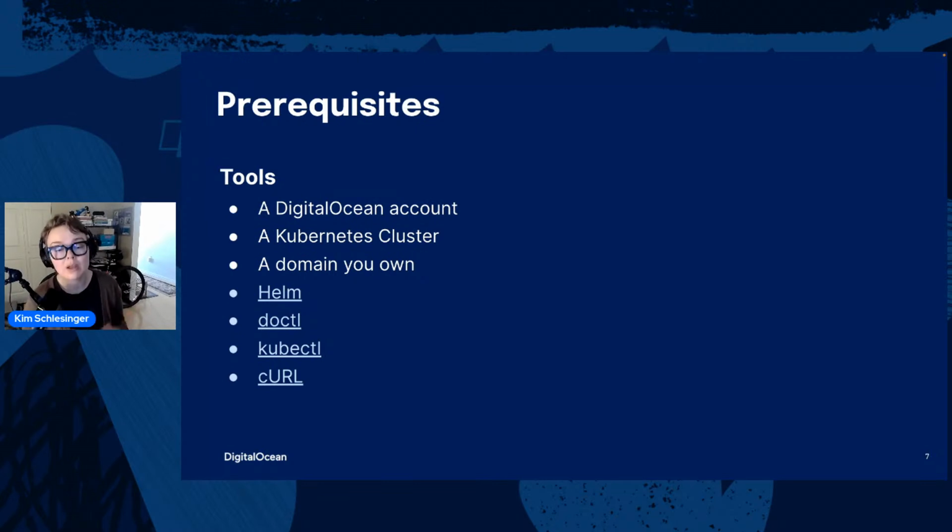And then the tools that I'm going to be using, command line tools: I'm going to be using Helm, which is like the package management system for Kubernetes. I'm going to be using doctl, which is DigitalOcean's command line tool. I'm going to be using kubectl, which is the command line tool that lets you interact with the Kubernetes API. And then I'm going to be using curl to do some testing. So you'll want to have all those things installed before you get started.